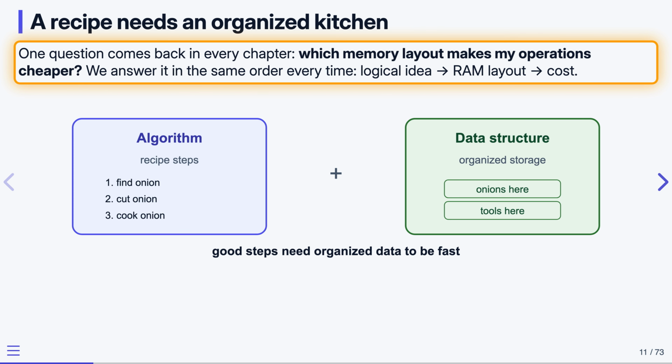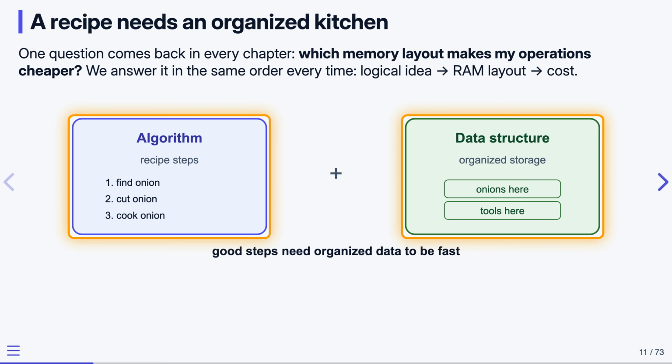So one question comes back in every chapter. Which memory layout makes my operations cheaper? We always answer it in the same order. First the logical idea, then the layout in memory, then the cost. Think about cooking. The recipe is the algorithm, a list of steps. The organized kitchen is the data structure. Good steps still need organized data to run fast.